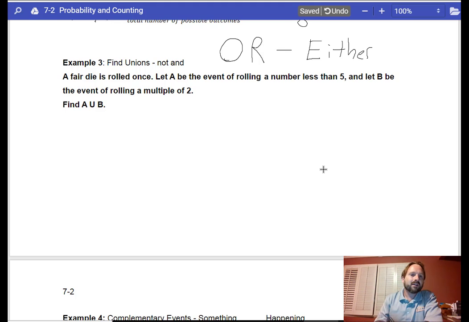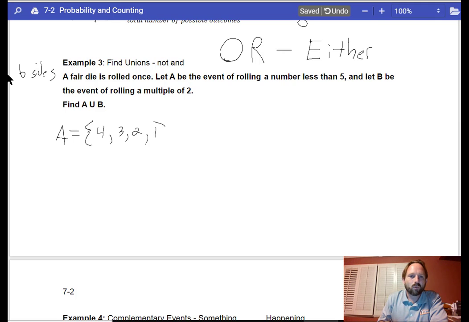We're good. A fair die is rolled once. So does it say it's an 8-sided die? No. So it's going to be 6 sides. Let A be the event of rolling a number less than 5. All right, so A is going to be less than 5. So that means 4, 3, 2, 1. All right, now B. Let B be the event of rolling a multiple of 2. Okay, well, this one's going to be 2, 4, 6.